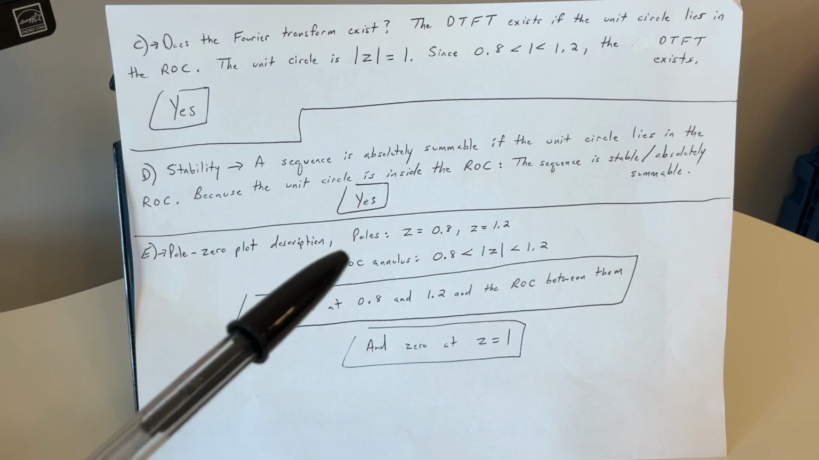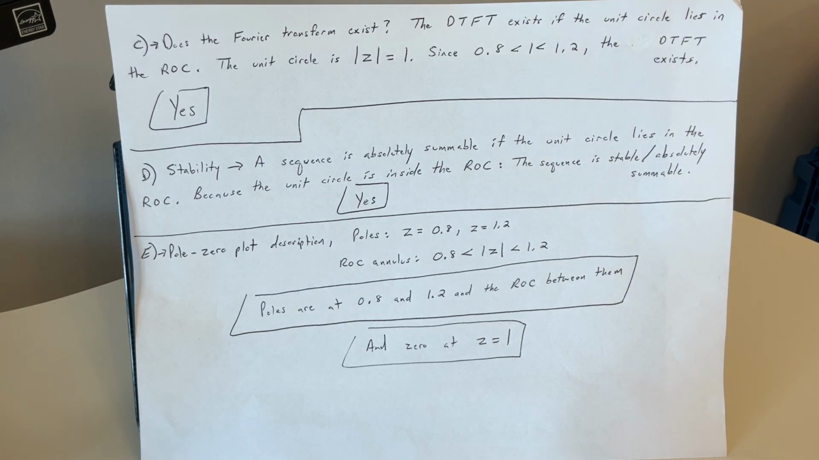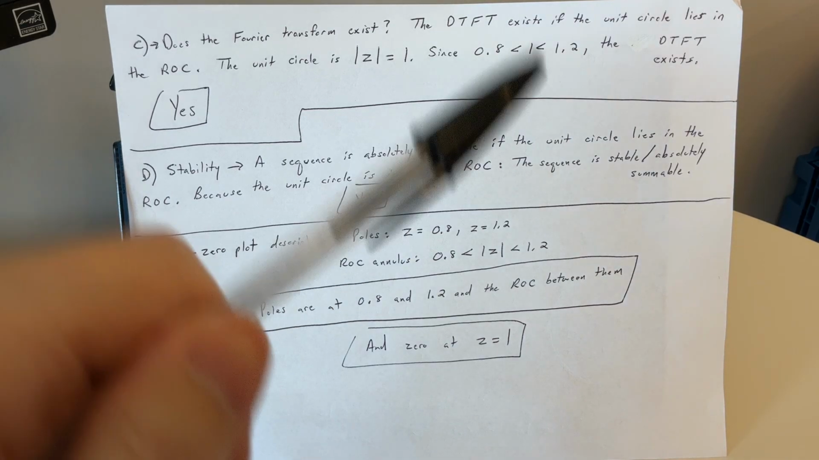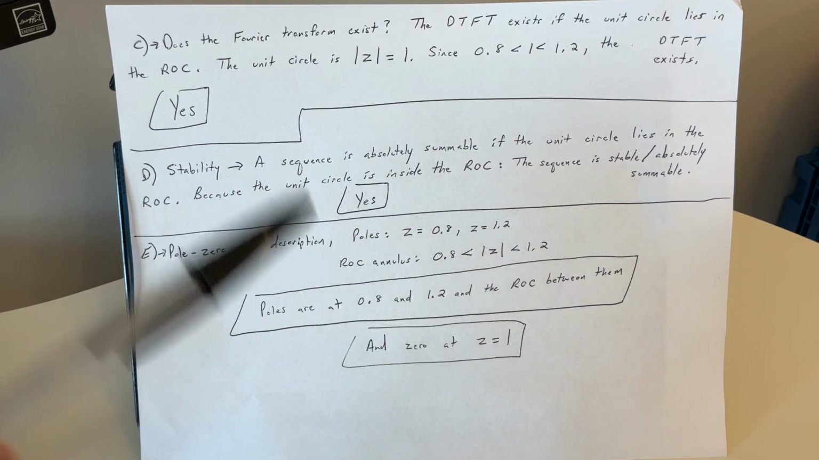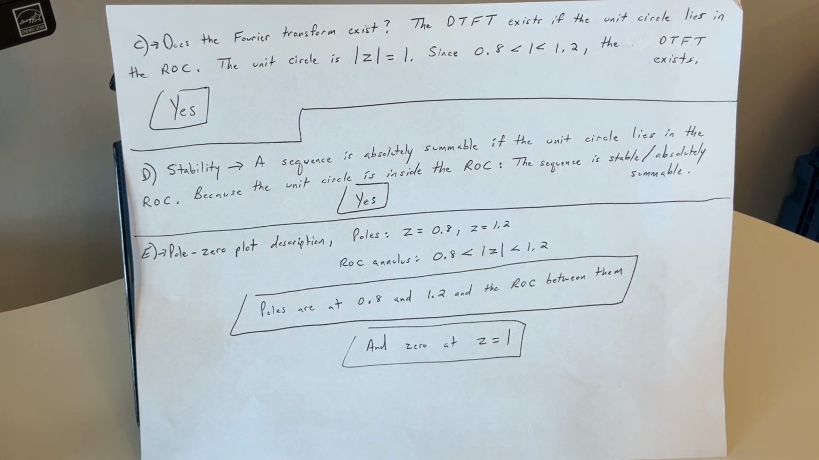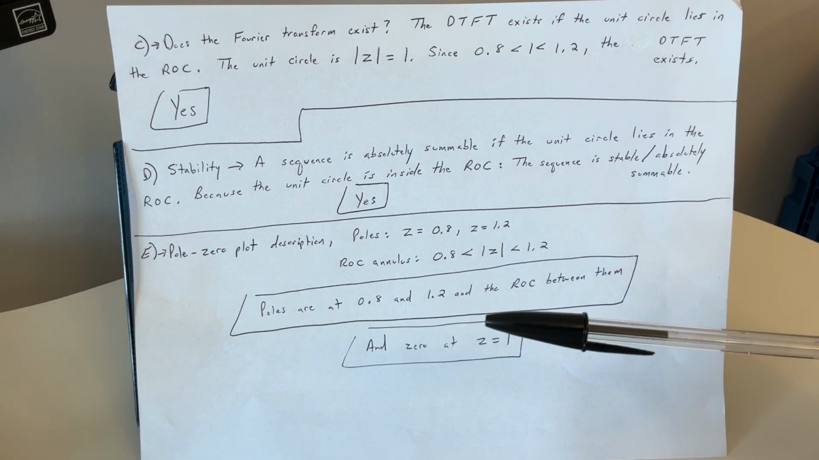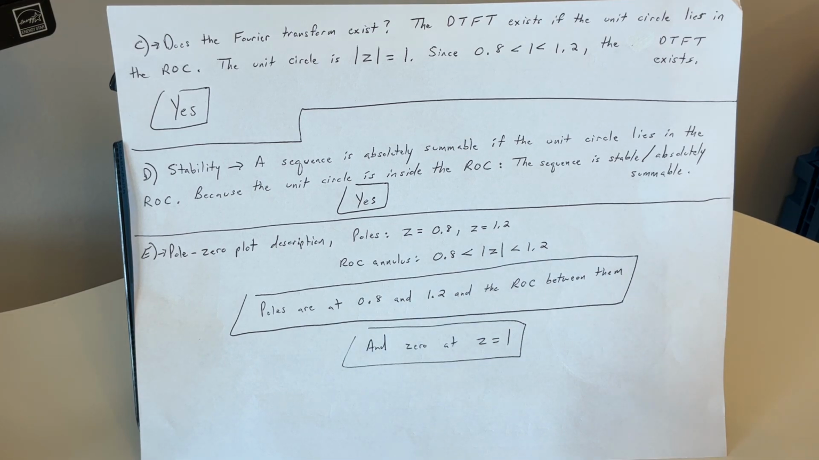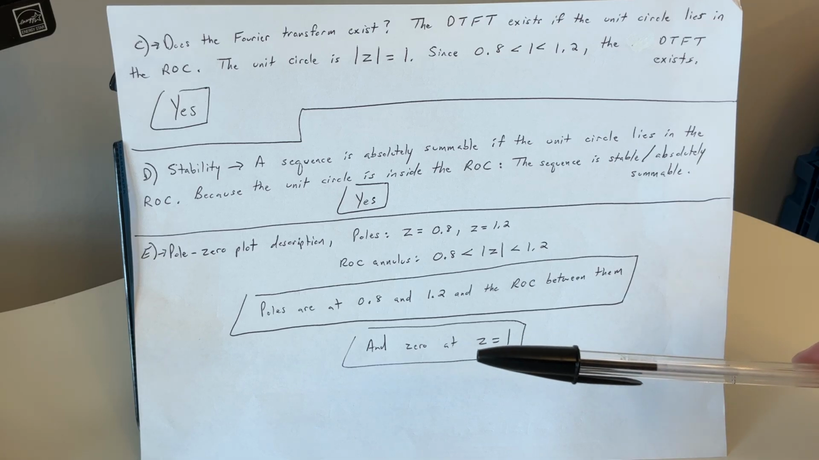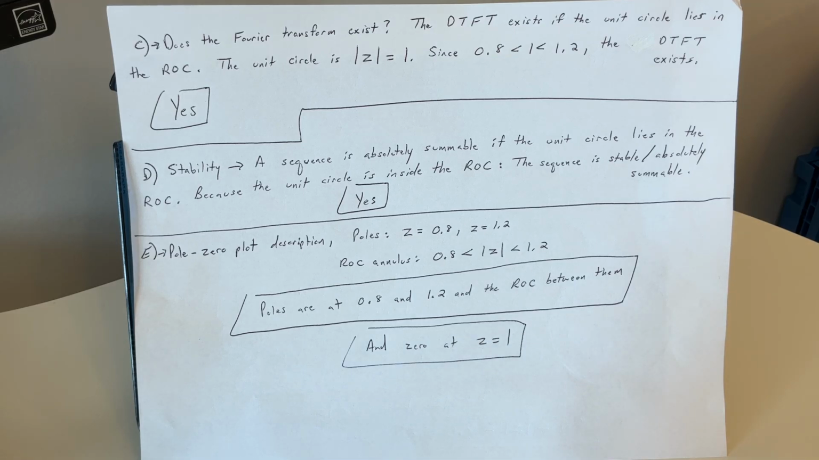And for part E, describe the pole zero plot. The poles are at z equals 0.8 and z equals 1.2. Our ROC annulus is 0.8 less than absolute value of z less than 1.2. So our poles are at 0.8 and 1.2, the ROC is between them, and we have a zero at z equals 1. So that's number 6. Moving along to number 7.